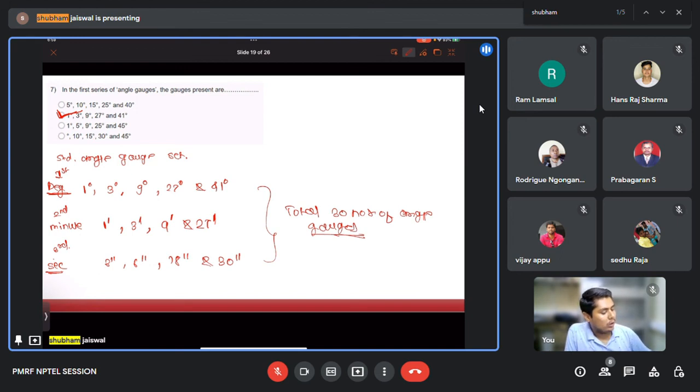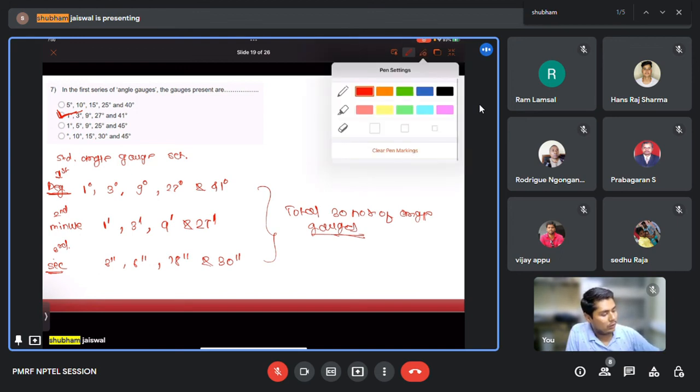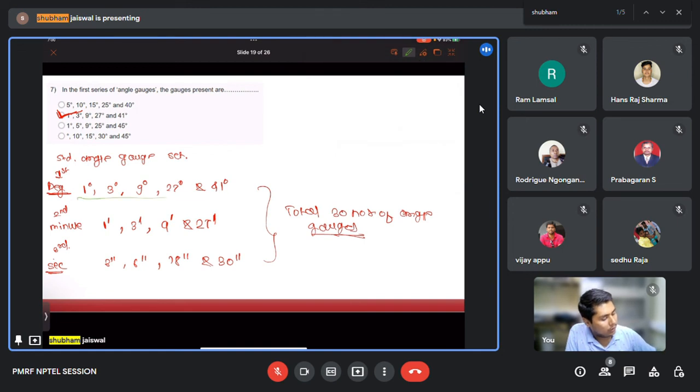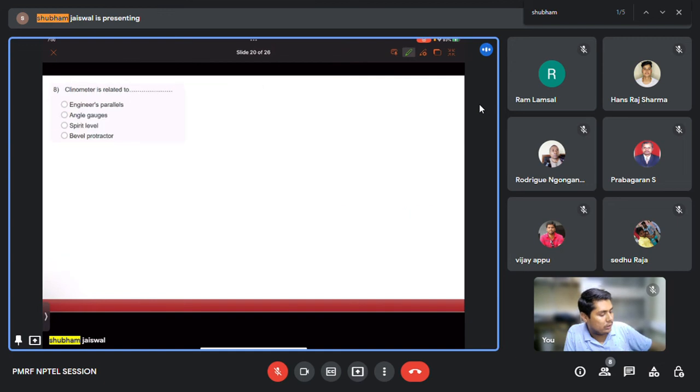Okay. So among this, if we check the answer here, only this one matches with the answer. So that's why the correct answer is this one. That is the 1 degree, 3 degree, 9 degree, 27 degree, and 41 degree. Okay. So moving towards our next question.